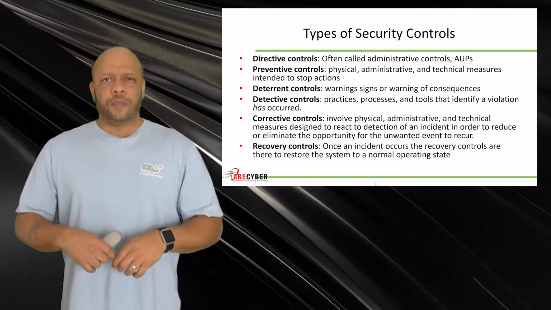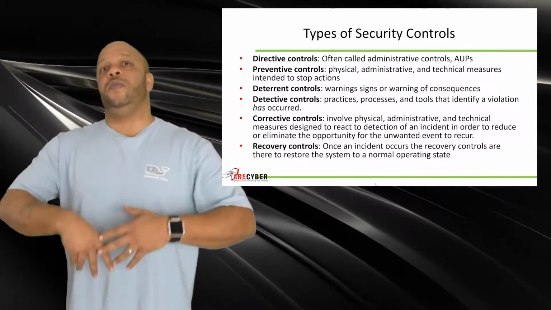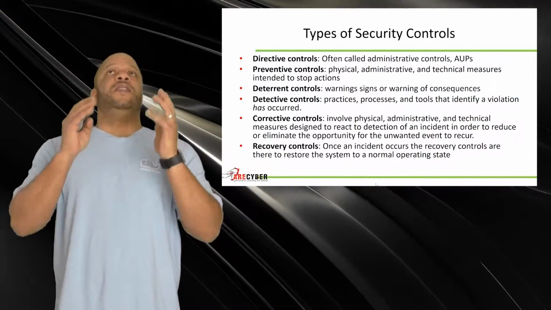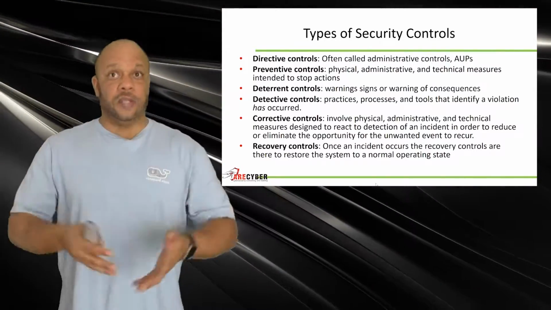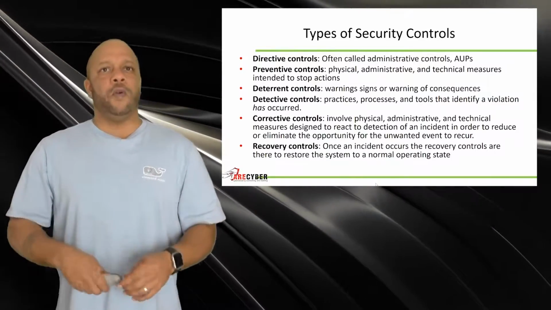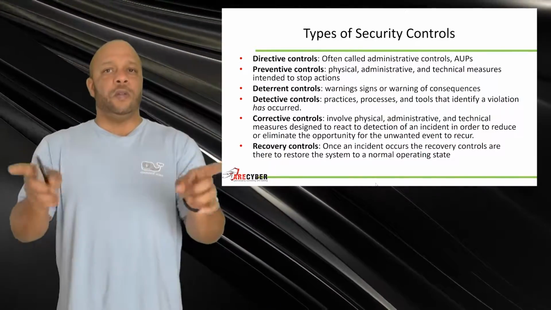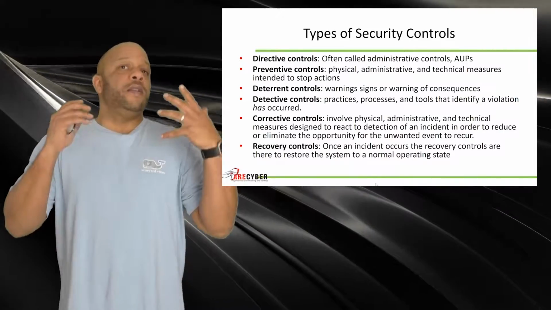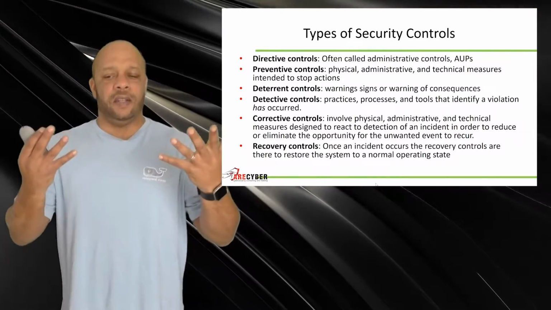Directive controls. These are often called the administrative controls, or you can associate it with the acceptable use policy that you sign. Preventative controls, it's there to do exactly that, to prevent bad things from happening. Things like physical controls and administrative controls and some technical measures all fall into the category of a preventative control. Deterrent controls, warning signs, stop, don't do that, or big warnings that if you do, you're going to pay some consequence for it.